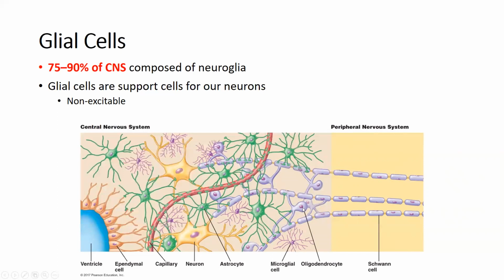And then finally, your oligodendrocytes are responsible for creating the myelin within the central nervous system. When we go to the peripheral nervous system, Schwann cells are involved in the myelination of neurons in the peripheral nervous system. So I'll say that again. Oligodendrocytes are responsible for the myelination in the CNS, which is brain and spinal cord. And then Schwann cells are responsible for the myelination outside of the CNS in the peripheral nervous system.